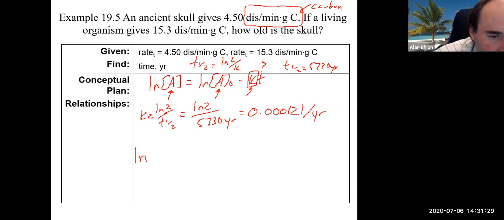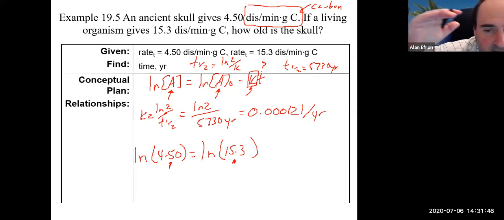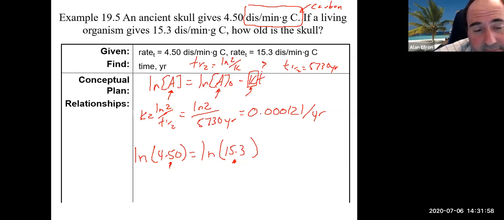We're going to take the natural log of our final disintegrations per minute, which is 4.5, equals our initial, which is 15.3. By the way, this number here is larger than this number here, again, because that's our initial, so it should be giving off lots of radioactivity. And as it starts going through half-life, there's going to be less and less radioactivity happening, which means we're going to have less in terms of a rate of radioactive decay. Minus our K, which we just calculated. And we're going to actually solve for T in this case.